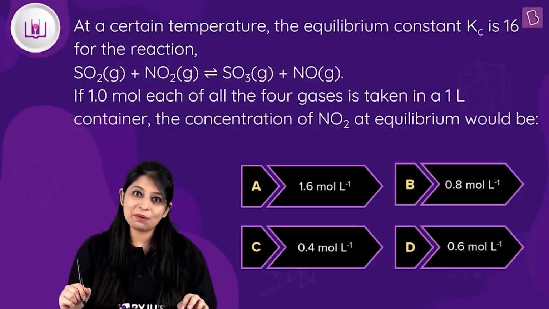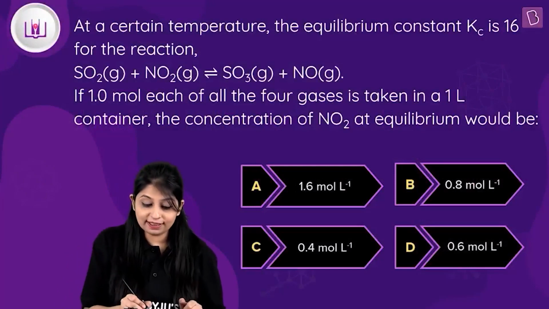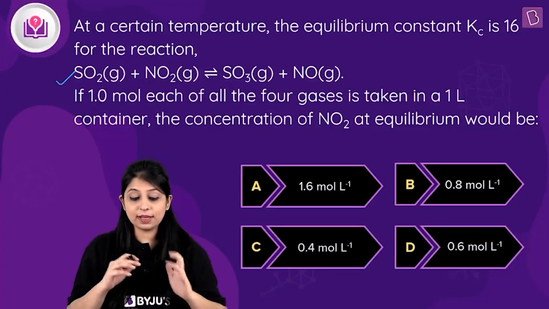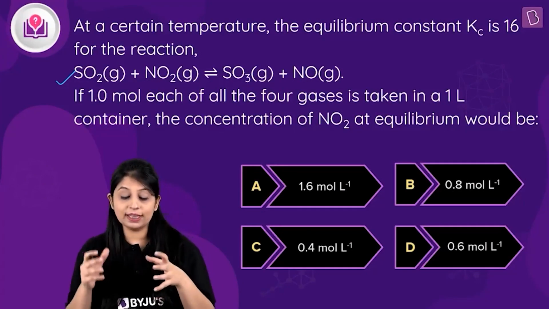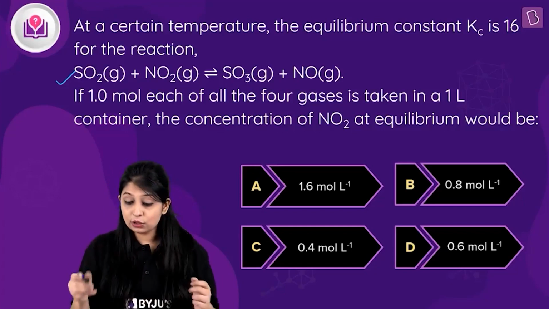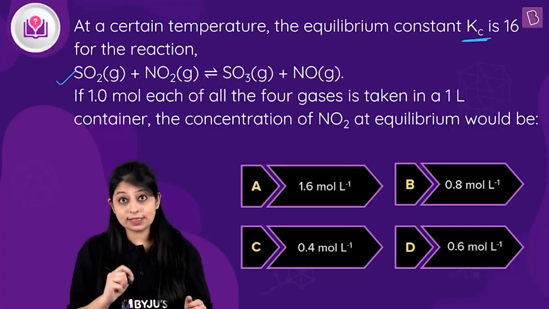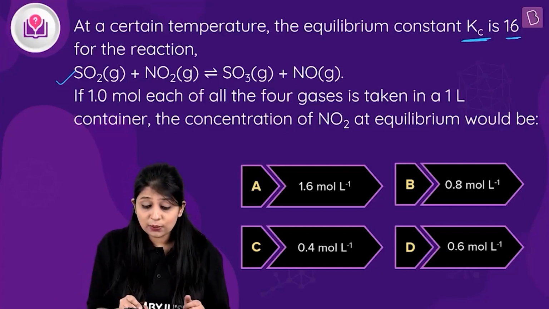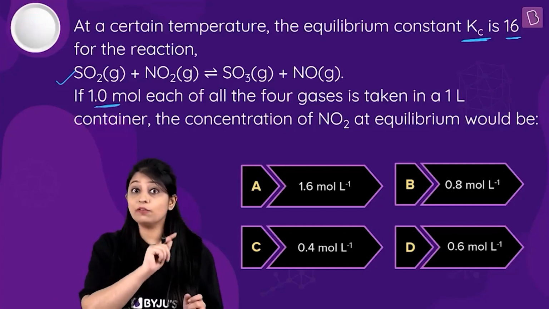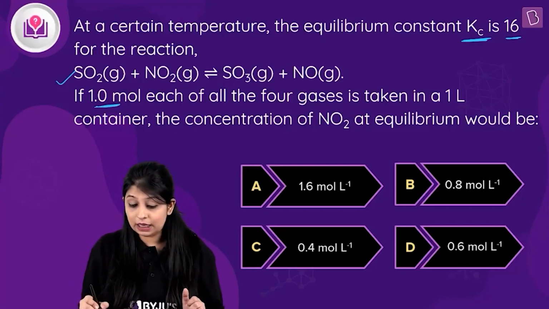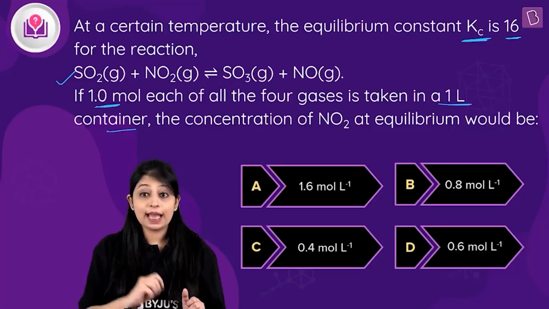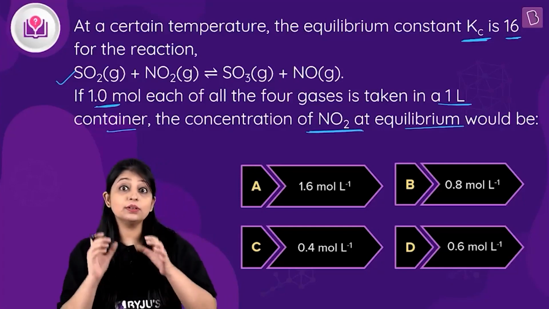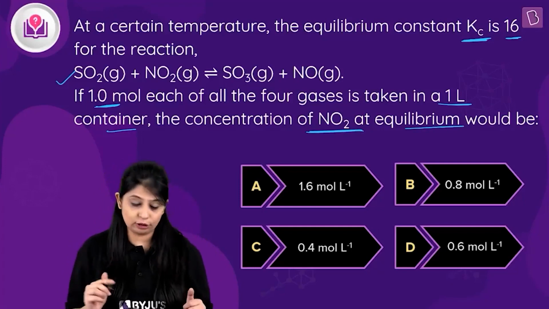Let's have a look at this question here. So here we have been given a reaction, right? SO2 gas plus NO2 gas are in equilibrium with SO3 gas and NO gas. The equilibrium constant Kc for this reaction is given as 16, and we have initially taken 1 mole of each of these gases in a 1 liter container, and we have to find the concentration of NO2 at equilibrium.